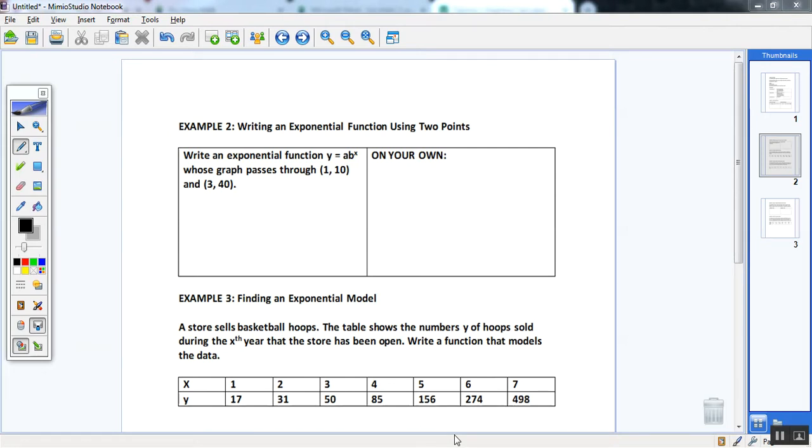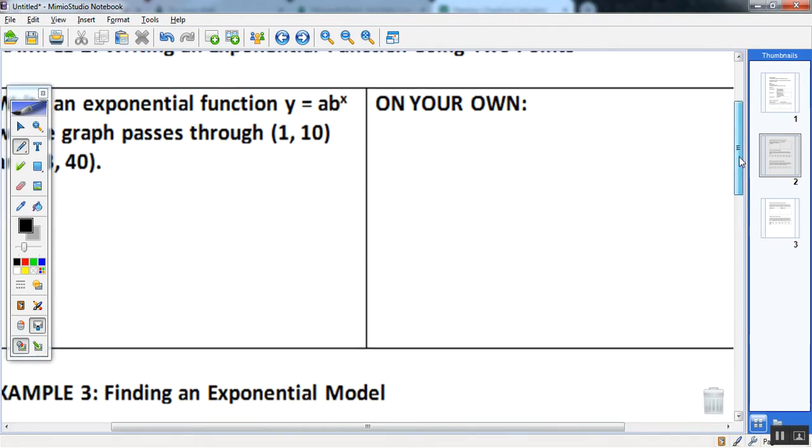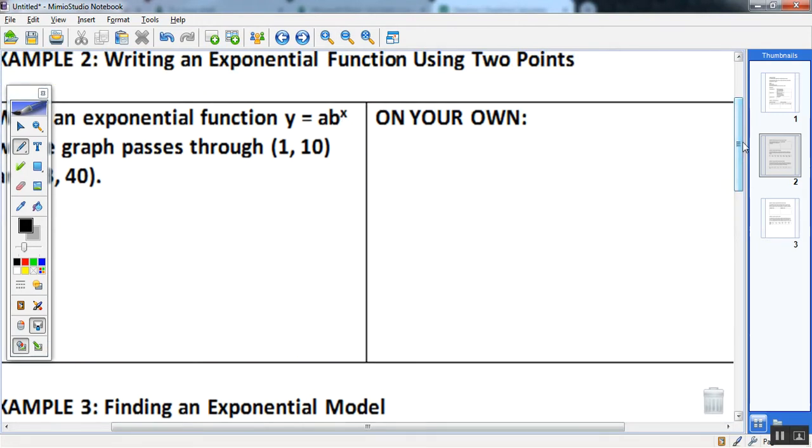We started talking about how to write an exponential function given 2 points like this, and we were going to do one on our own, but we kind of got caught in the transition of classes, so I think we should do another one together. Are you okay with that? Okay, let me pick 2 points right here.